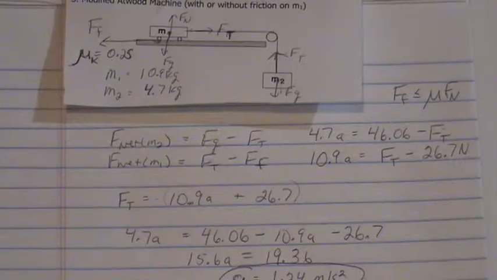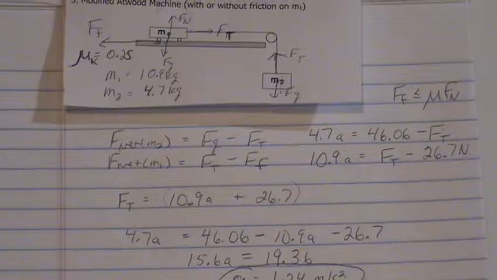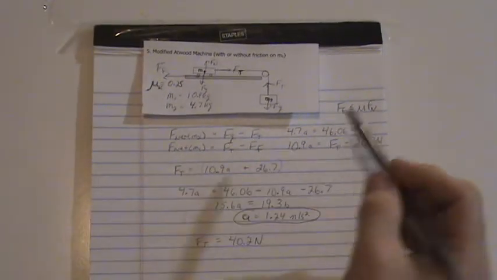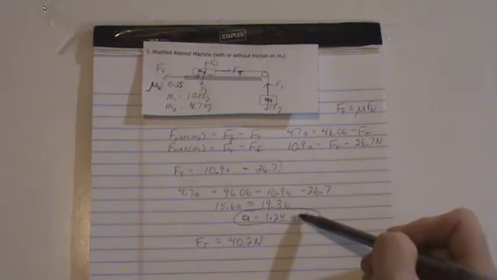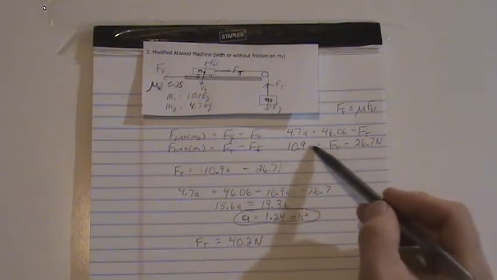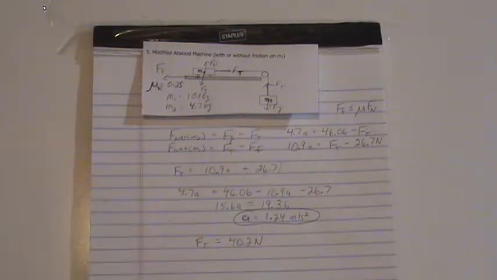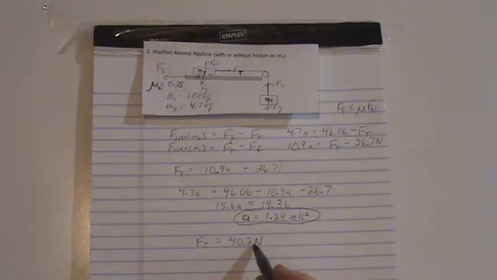So our FT, our tension force, is 40.2 newtons. So let's zoom back out a little bit so we can see more of what's going on. So one more time, I just used this equation, put that in for A, did a little algebra, and got the tension force is 40.2.